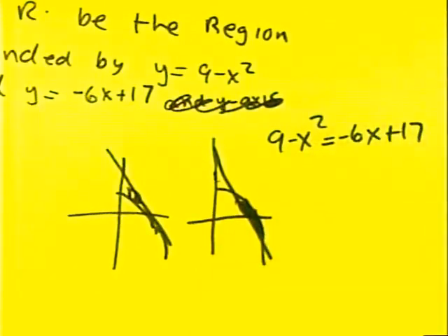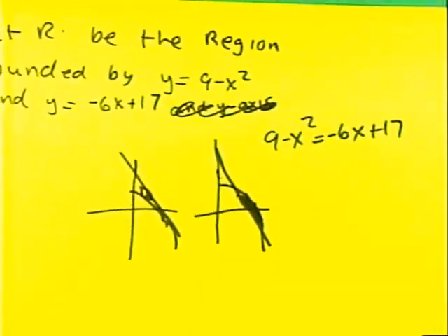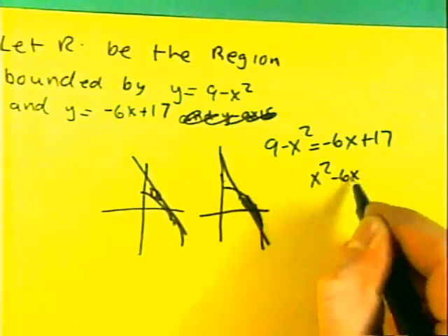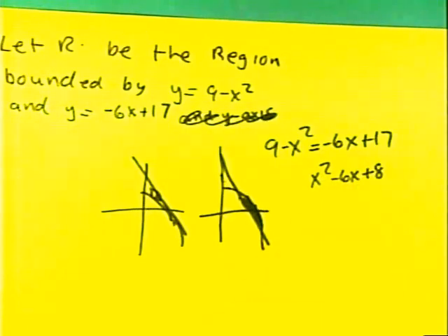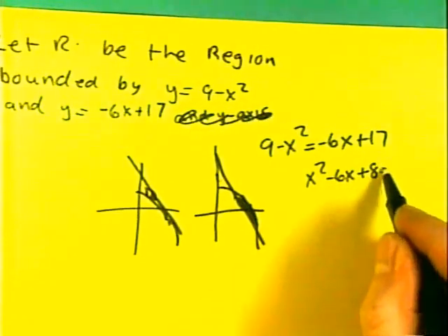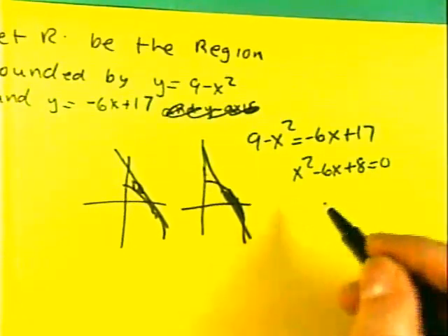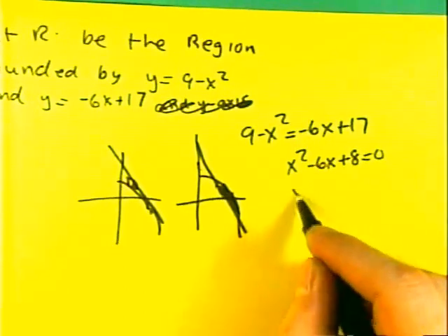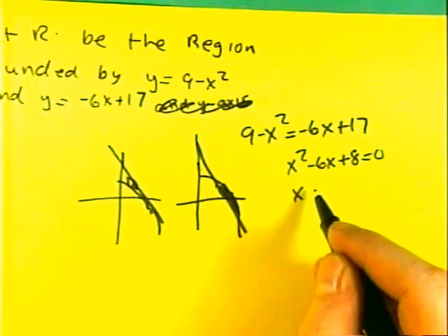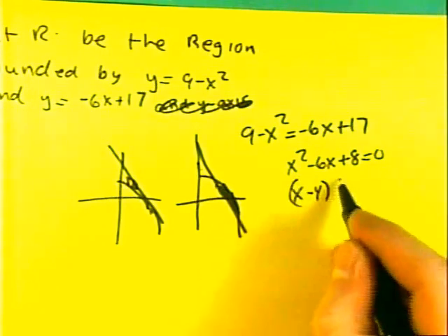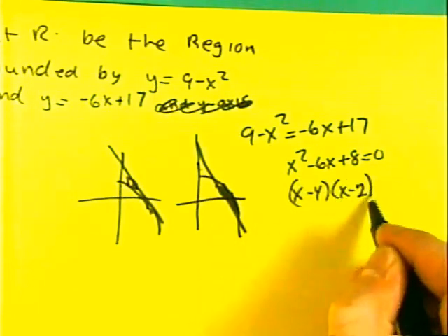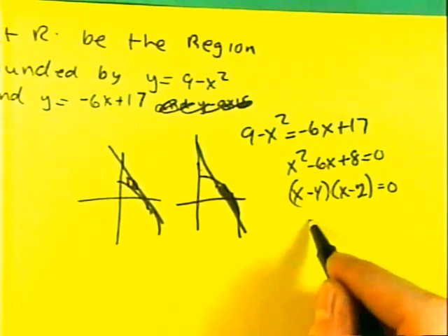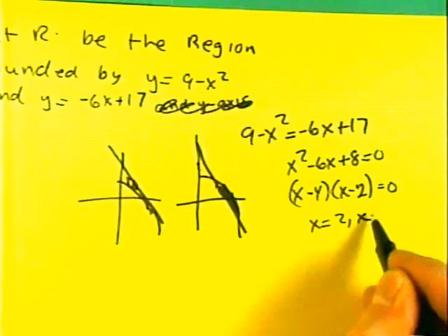If we set the equations equal to each other, then we have x squared minus 6x plus 8 equals 0, right? So how does that factor? x minus 2 and x minus 4. Oh, goodness. Yeah, I know you know this. So it's x equals 2 and x equals 4.